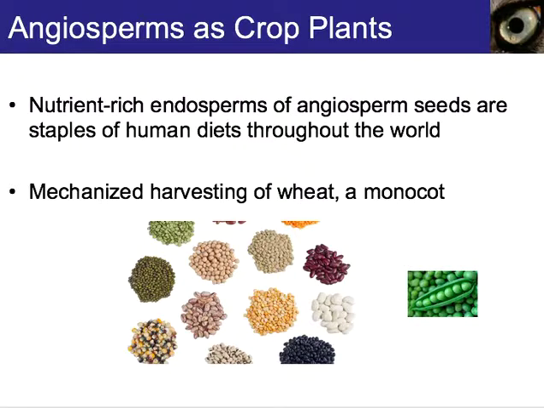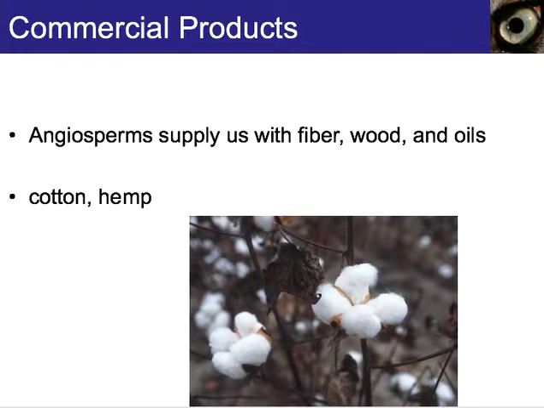Also, angiosperms as a crop, nutrient-rich endosperms of angiosperm seeds are staples in human diets. Think about it. Apples, oranges, lemons, limes, those are all the endosperm of these different seed plants. Also, angiosperms supply us with fiber, wood, and oils, including cotton and hemp.